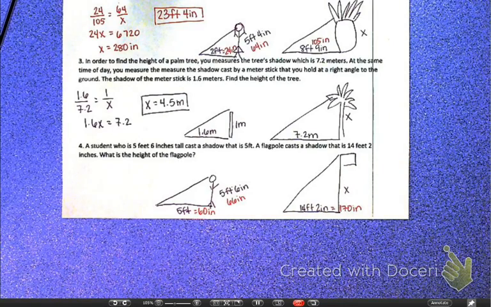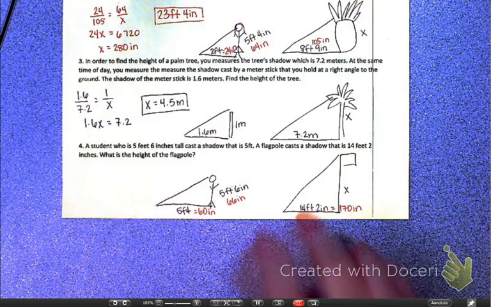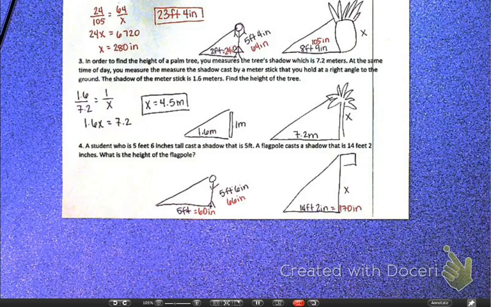Okay? Hold on. 5 feet 6 inches. 5 times 12 is 60 plus 6. Most of your, actually all of your conversions will be in feet and inches.